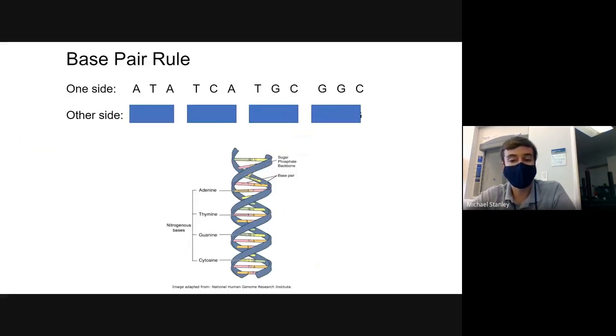So now that we know that rule, I want you guys to help me out a little bit. I've given you different sets of one side of DNA at a time, and I want you to tell me, what should the other side of this DNA strand look like? For example, if one side of my DNA reads ATA, what should the other side look like?